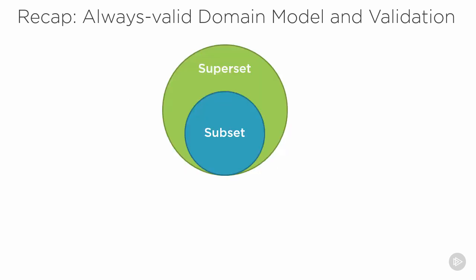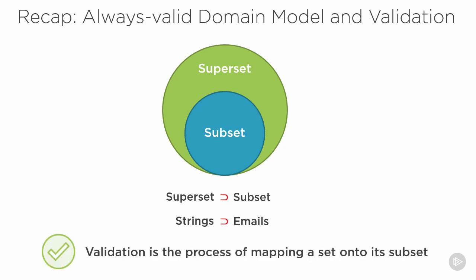Another important concept in the set theory is the notions of superset and subset. A superset includes all elements from its subset. For example, the set of all strings is a superset for the set of all emails. Conversely, the set of emails is a subset of strings. The set theory is useful when talking about validation because it helps visualize a lot of concepts related to it. The validation itself can be defined as the process of mapping a set onto its subset.